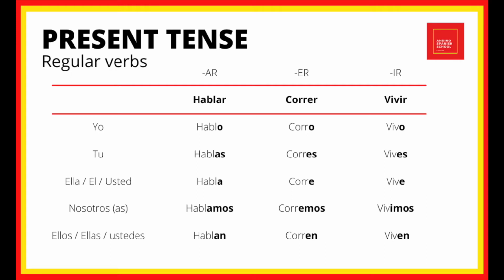And we're going to do the same with the verb vivir, to live. I live, yo vivo. You live, tú vives. He lives, él vive. We live, nosotros vivimos. And they live, ustedes viven.